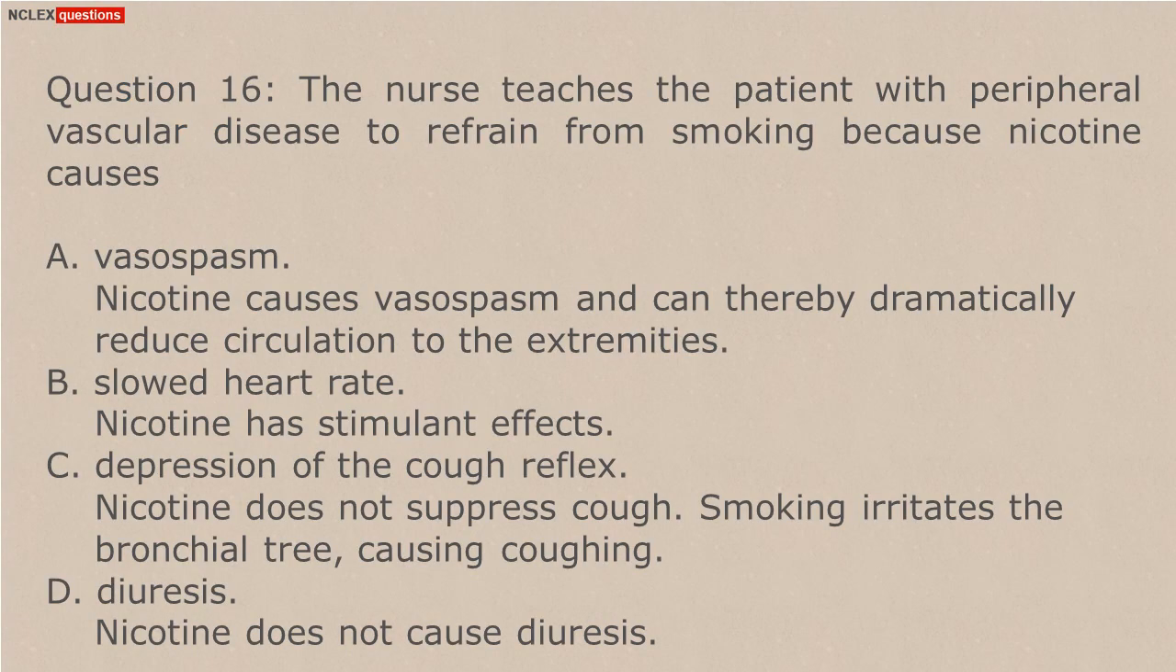Question 16. The nurse teaches the patient with peripheral vascular disease to refrain from smoking because nicotine causes A. Vasospasm. Nicotine causes vasospasm and can thereby dramatically reduce circulation to the extremities. B. Slowed heart rate. Nicotine has stimulant effects.